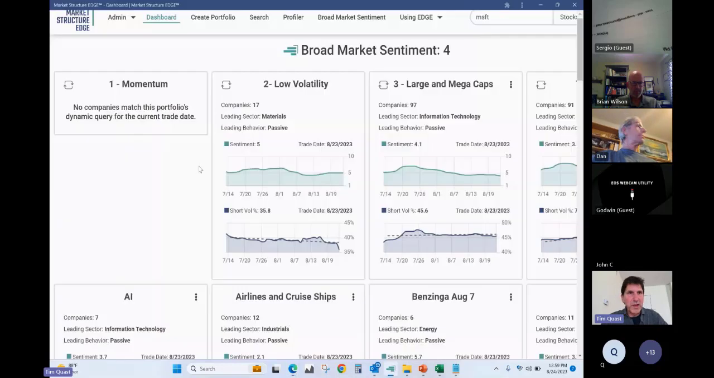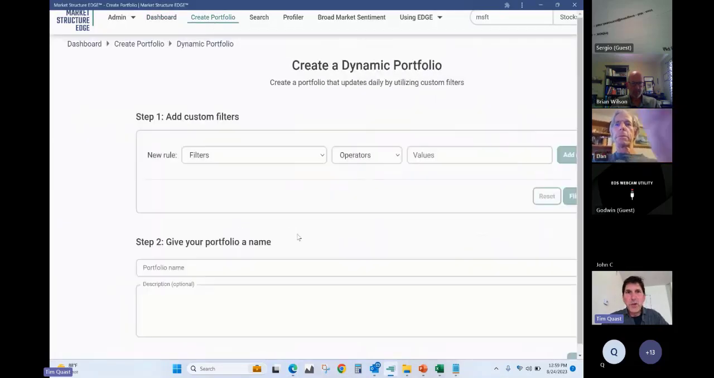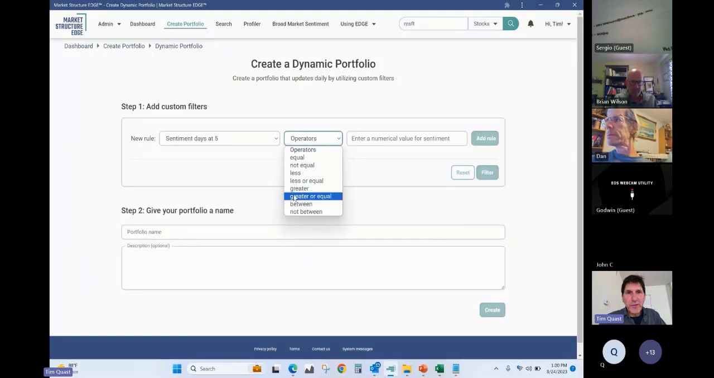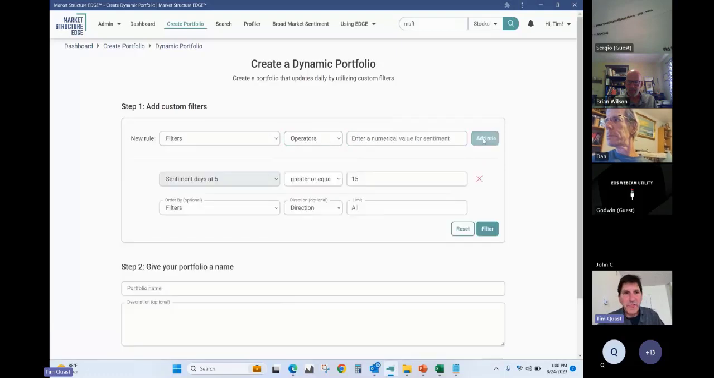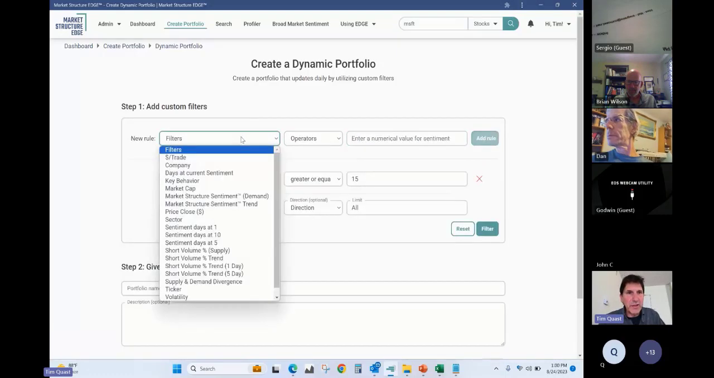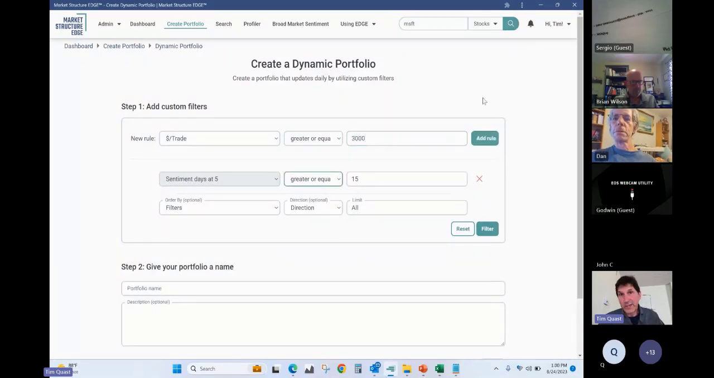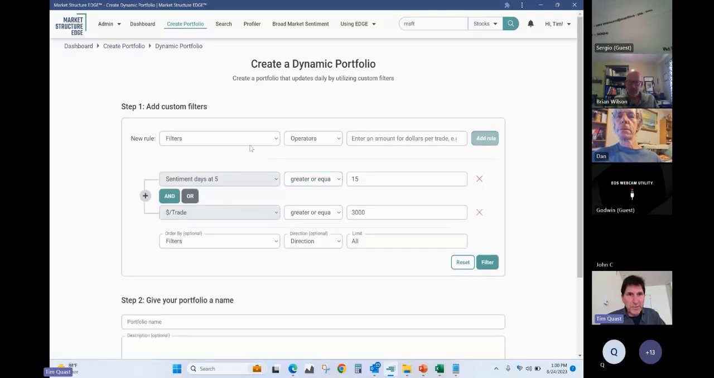Here, I'll give you another one because I was looking at this. If you want things that are very stable, I'm just using it as an illustration, not a precise statement. If you wanted things that spend a lot of time at 5, you could say, let's have stocks that spend at least 15. That just means that half the time they tend to be 5s. And again, I like stocks that are liquid or large caps, but this is a good way to do it. If you go greater than or equal to $3,000, that puts you in the Russell 1000, really.